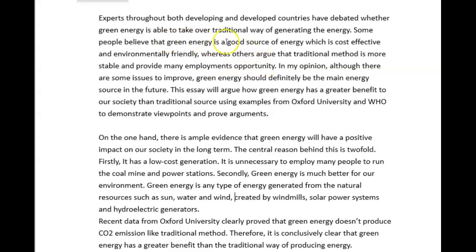Okay. Let's look at this sentence. I didn't like green energy, good source of energy. This is a missed opportunity for some good cohesion. So some people believe that green energy is a good source, which is cost effective and environmentally friendly, and then it's implied that you mean a source of energy. And I don't really understand this. What is employment opportunities have to do with anything in the essay? So I don't know why you're introducing this element here, okay?